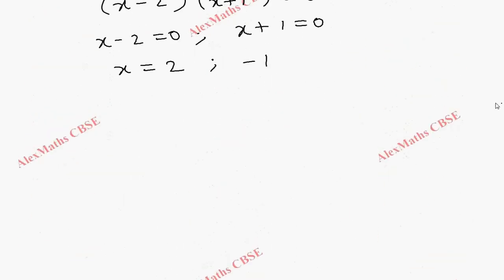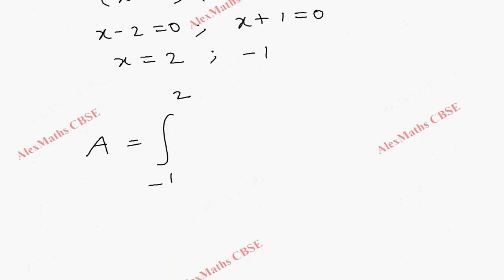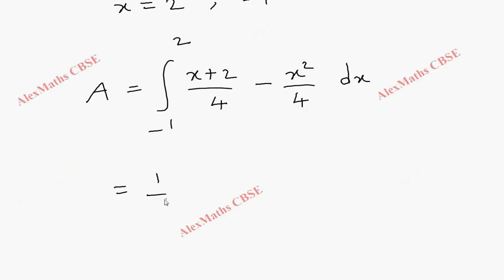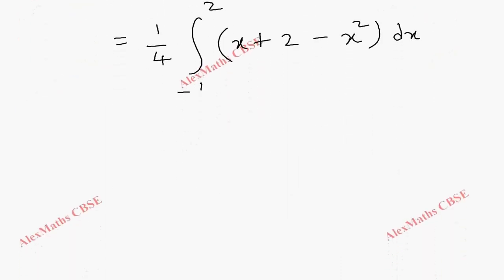So let's substitute. Now the area will be integral from -1 to 2. The top boundary is (x plus 2) by 4, and the bottom boundary, from the graph, is x square by 4. Both the denominators are the same and can be taken outside the integration. So we get 1 by 4 integral -1 to 2 of (x plus 2 minus x square) dx.